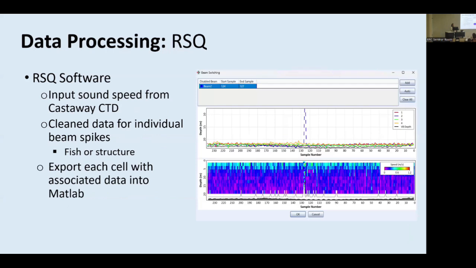Before we can move into MATLAB, we had to use this Sontek software called RSQ, in which we would input our sound speed data from our Castaway CTD. We would clean the data for individual beam spikes caused by fish or structures. So likely this spike here is caused by a fish, probably at the surface. And it also happens if we go over structure with just one of the beams. So we can clean that up. And once that's all good, we can export each of the cells with the associated data into MATLAB.